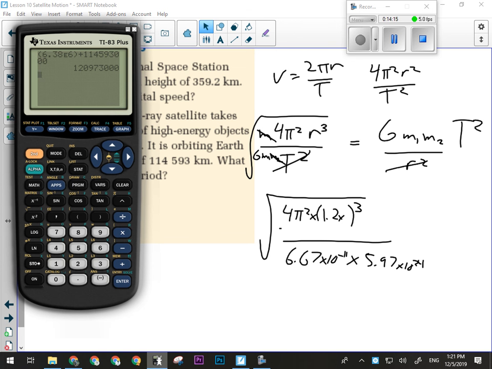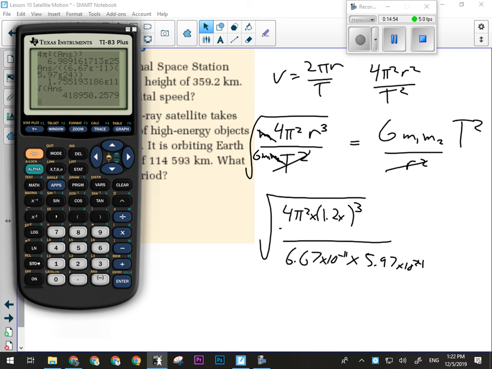So when I'm plugging in my numbers here, 4 pi squared times my answer cubed. So there's the top. Now I'm going to divide that by the bottom, 6.67 e negative 11 times 5.97 e 24. And then I'm going to square root that.